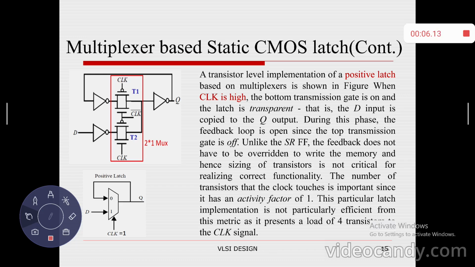If clock equal to 1, transistor T1 will be disconnected and T2 will be on, so the loading of data will be performed over the latch. If I change the control signal clock to 0, transistor T2 will be deactivated and T1 will be activated. So the feedback operation, that is the holding operation, will be performed.